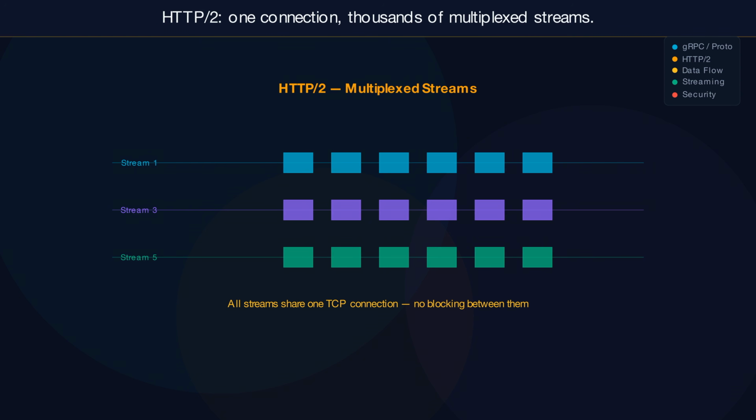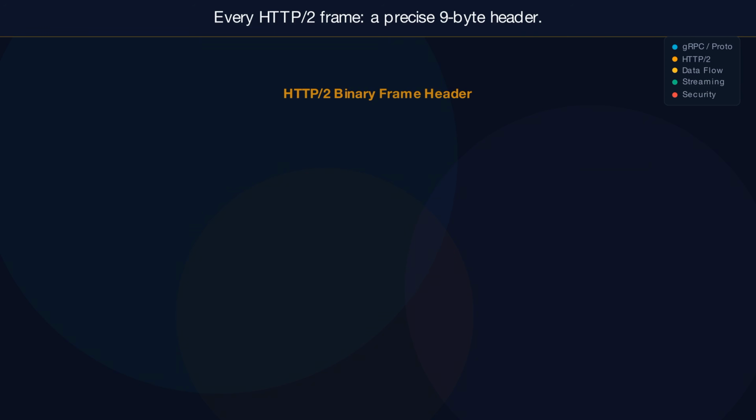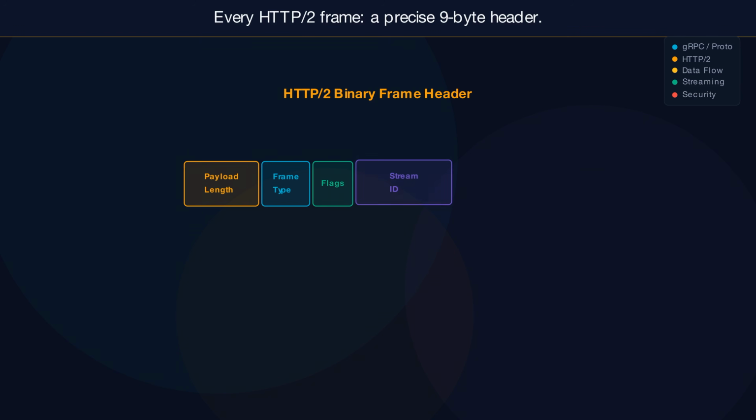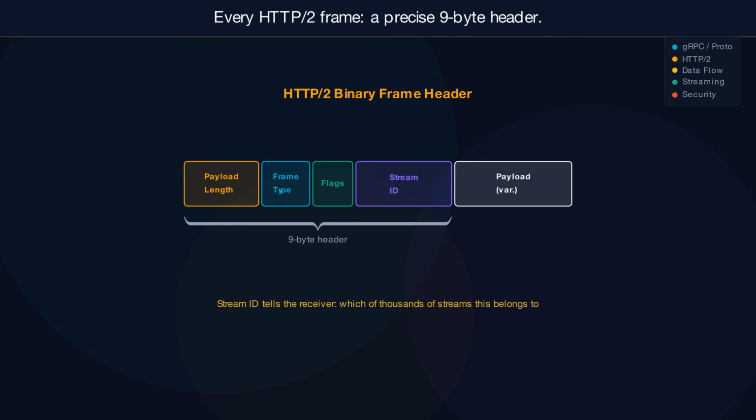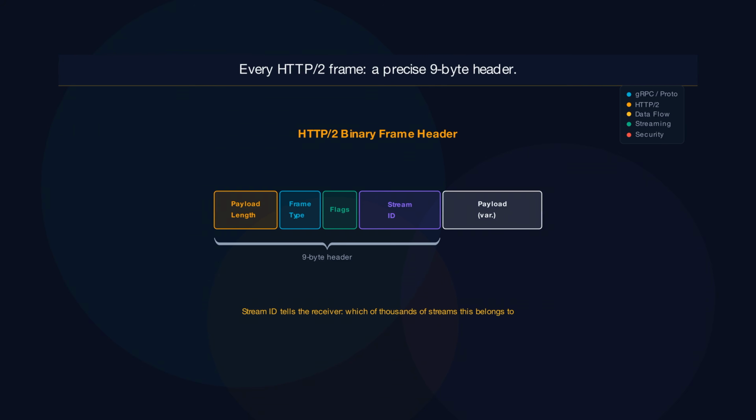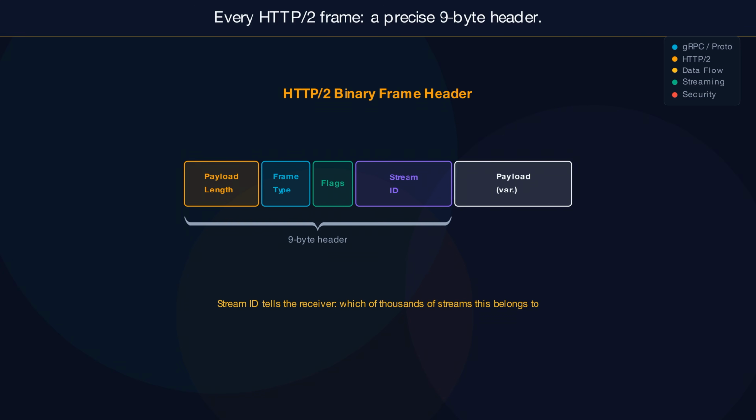Every HTTP/2 frame starts with a 9-byte header. 3 bytes for payload length. 1 byte for frame type, headers, data, or settings. 1 byte for flags. 4 bytes for stream ID, which of the thousands of concurrent streams this frame belongs to. Headers cost bandwidth.